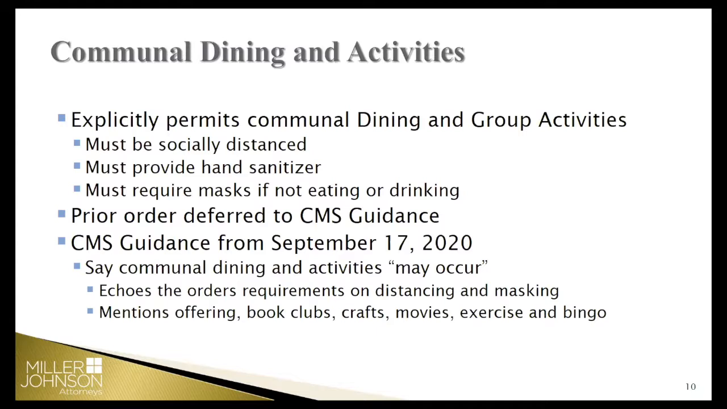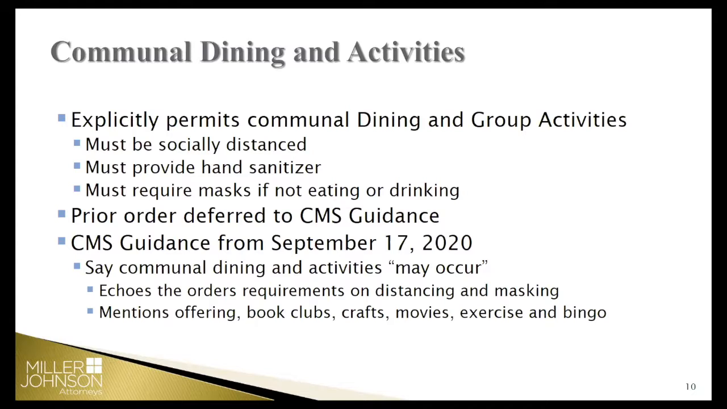But in that order, they simply referred to the CMS guidance, which was quite vague and frankly didn't provide a lot of guidance exactly as to when you could continue those activities, and mostly just said, you can when it's safe. But here, nursing homes, skilled nursing facilities, and other residential care facilities are explicitly permitted to resume communal dining and group activities. Obviously, they need to continue to practice social distancing, provide hand sanitizer, require the use of masks if not eating or drinking.